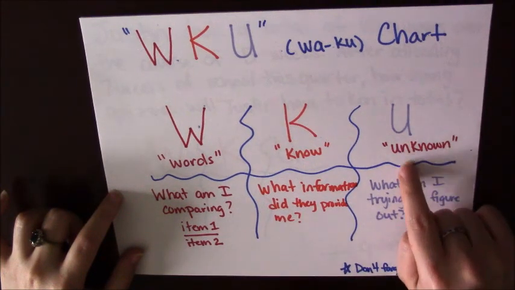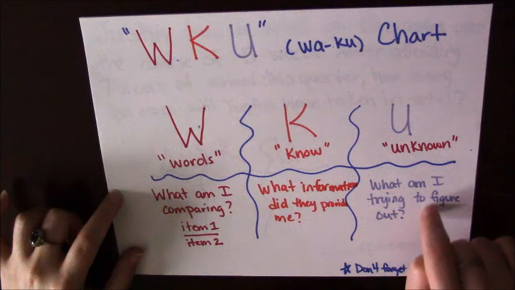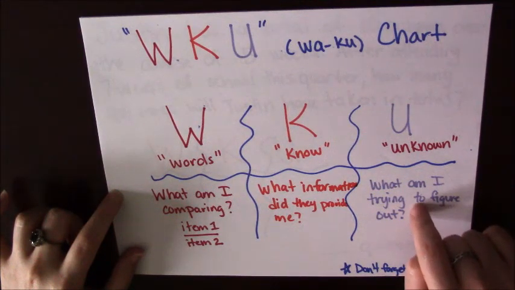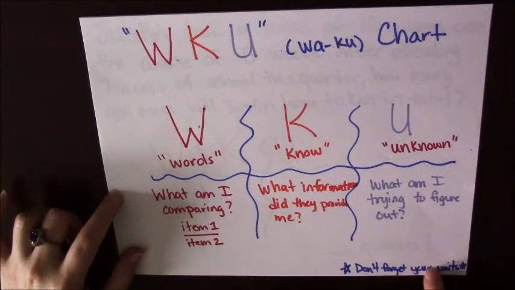The U stands for unknown. What am I trying to figure out? This is usually where your variable is going to go. What do I need to know? And don't forget your units.